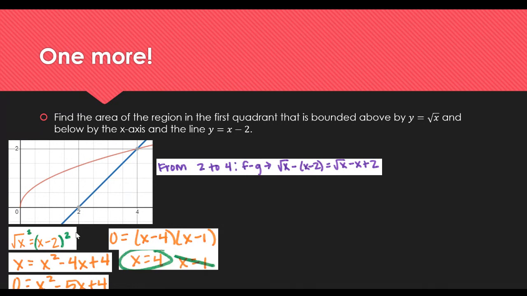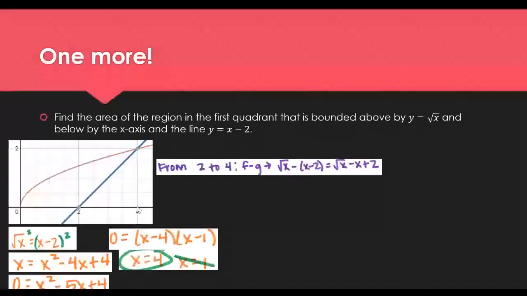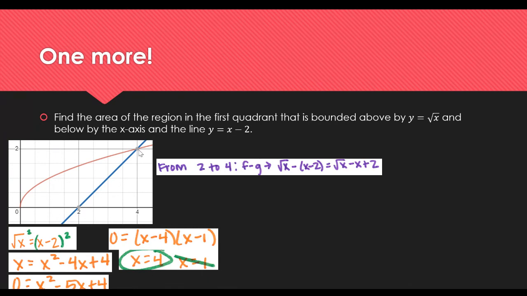But anytime we square both sides, we've created another solution that wasn't there to begin with. If I plug in 1, I get square root of 1 equals 1 minus 2. That's not true. There's no graph over here at -1, right? So 1 doesn't work. My only answer is 4. And I can see here at 4, they definitely meet. So I'm feeling good about 4.